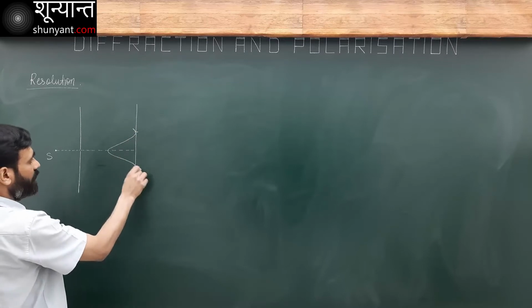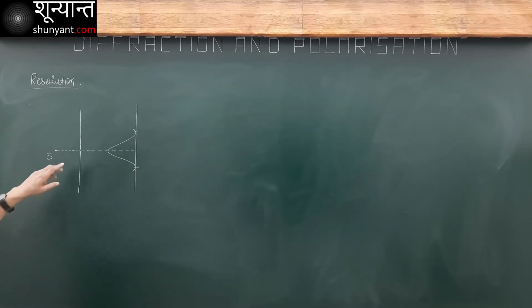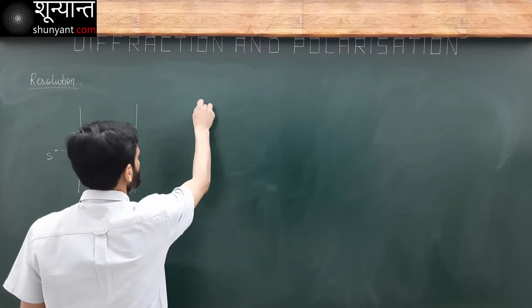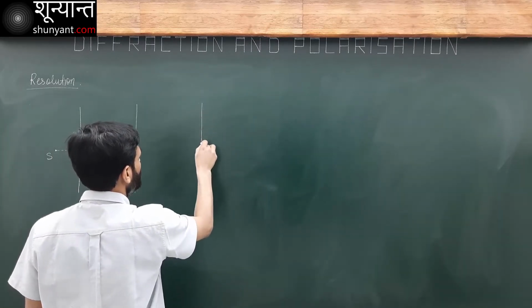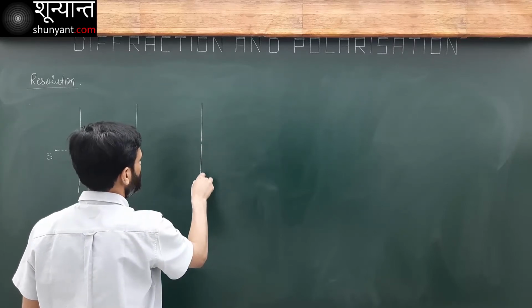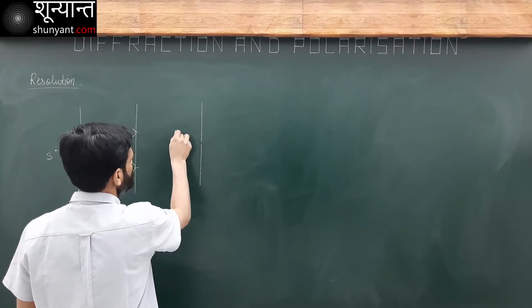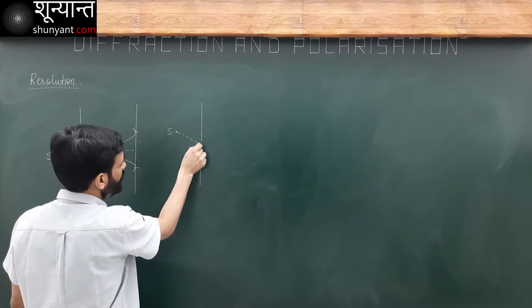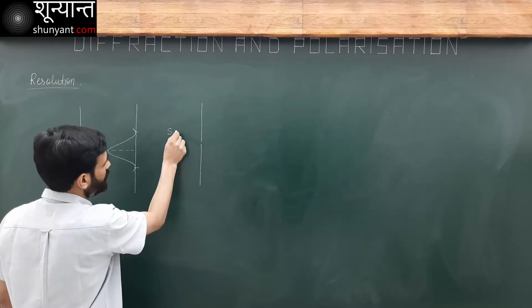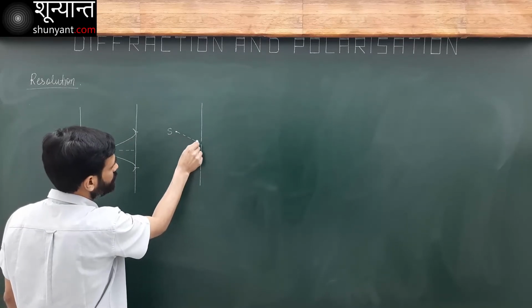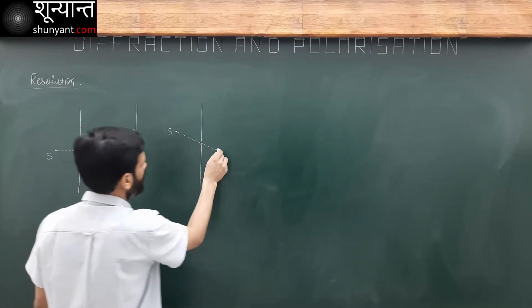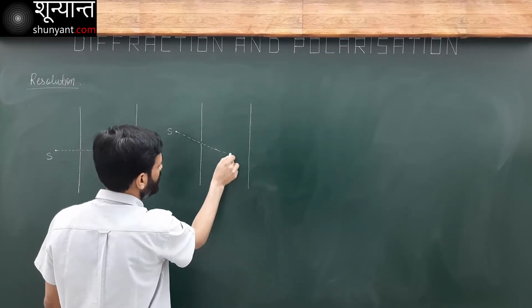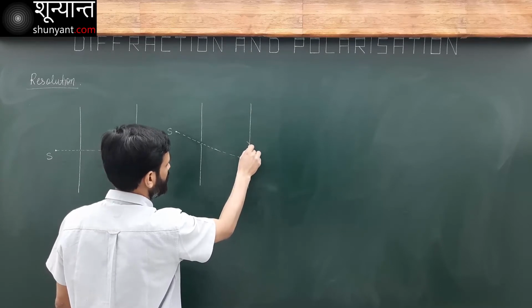Now, what will happen if the source is kept at some other position? Let's say that the source is kept here, in a different orientation. In that case also, these are the light rays from the source, and this is my screen. So on the screen here, it will produce a diffraction pattern like this.